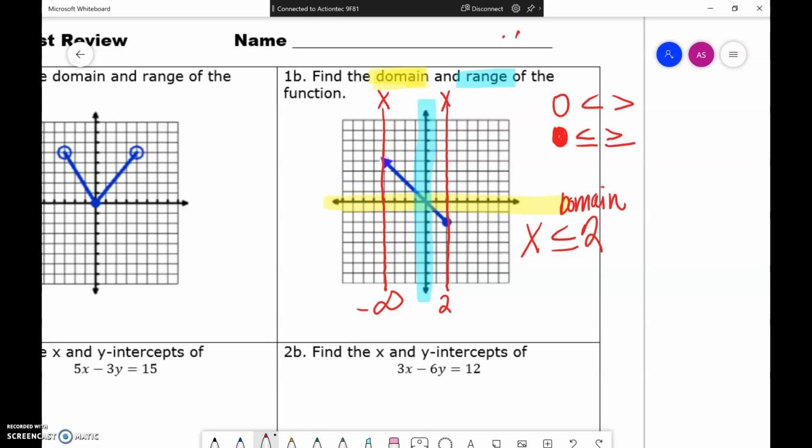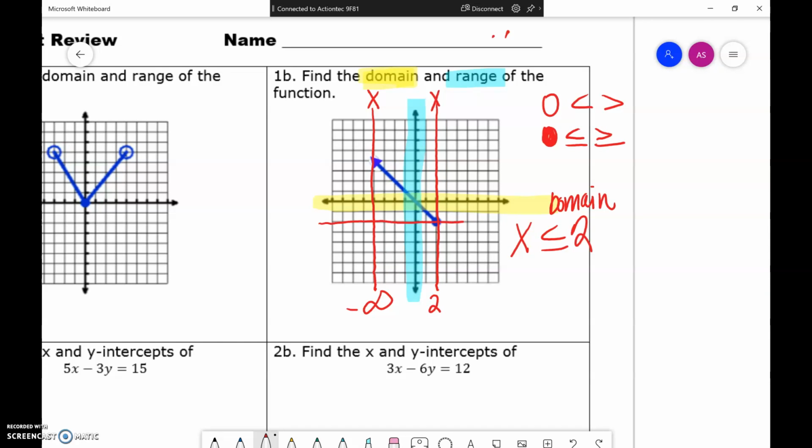Okay. So our range, we're looking from bottom to top. So I'm going to be drawing horizontal lines through my y-axis. So this is starting at negative 2. And it has an arrow, so that's going to go on to positive infinity. So since it's starting at negative 2 and it's going up from negative 2, I know that my y values are greater than negative 2. Okay, then we still have that closed dot, so it's going to have an equal to. Okay, and this is our range.